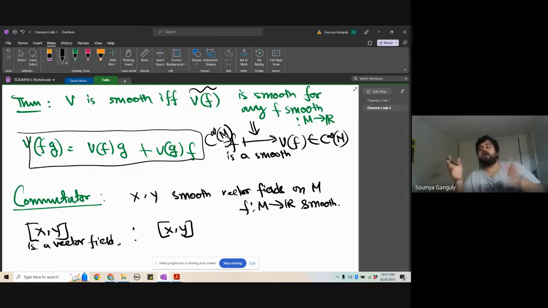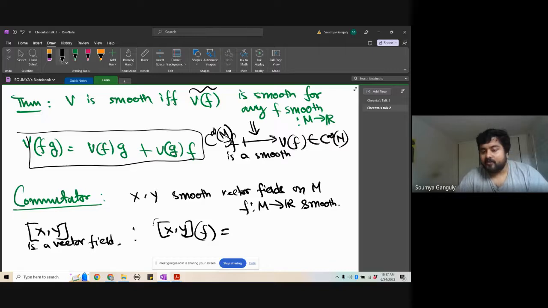If you know how the derivative acts on every smooth function, then you can uniquely say what direction it is, right? That's why you can exactly know the direction of the vector, hence you know the vector field at every point. So then, suppose you have x, y, and you want to define the commutator of x and y. And how do you define it? You define it on how it acts on functions.